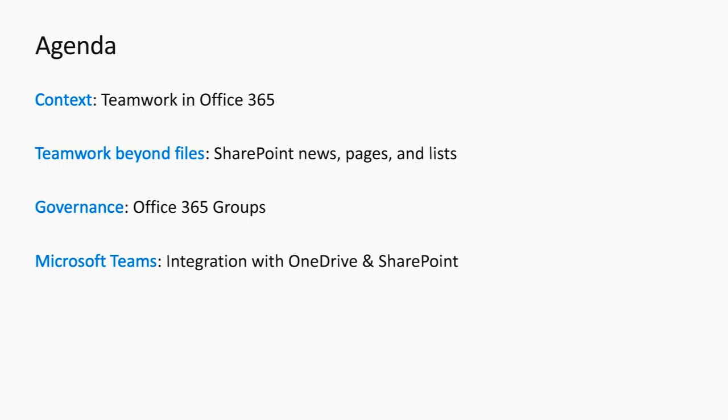So over the next hour or so, I'll start with some context around how we view teamwork in Office 365. Then I'll explore teamwork use cases beyond files, in particular SharePoint news, lists, and pages. I'll give you an overview of how you can govern Office 365 groups in your organization by walking you through some examples of how Microsoft IT organizes our usage of groups. And then finally, I'll finish by showing you how Microsoft Teams brings it all together into one secure location to get all of your teamwork done.